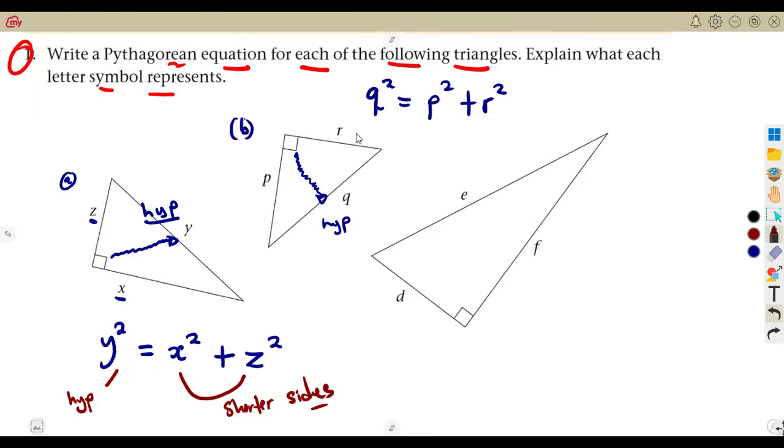That's the condition that we have, where Q squared represents what? This Q is the hypotenuse. The letter P and this letter R are the what? The shorter sides. Those are your shorter sides. So just like that.